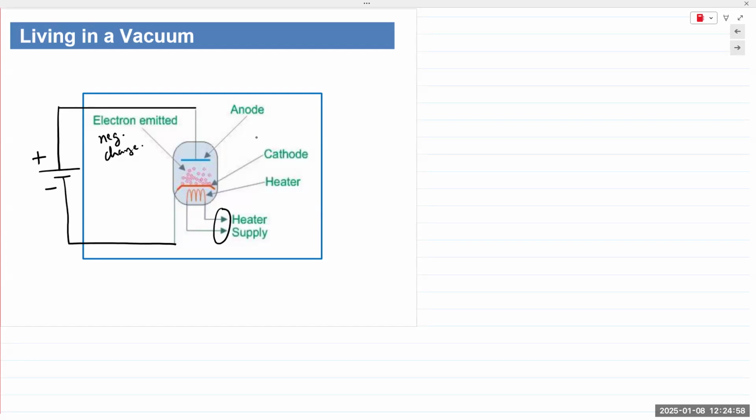It's pulled, attracted, right? Opposite charges attract, like charges repel. So the electrons are attracted by the positively charged plate at the anode. Electrons start flowing in this direction. Electrons are flowing from right to left, as the circuit shows.